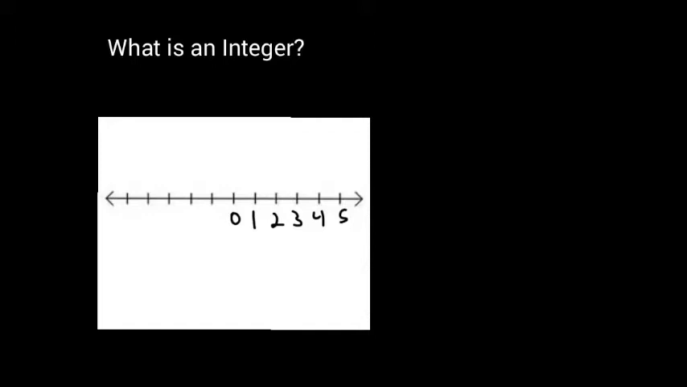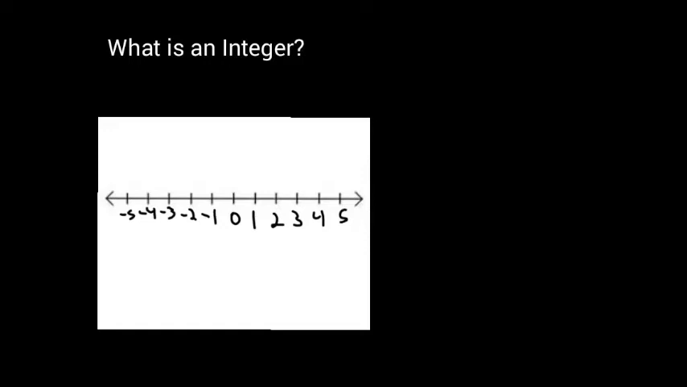The opposites of all our counting numbers are negative numbers. So you have -1, -2, -3, -4, -5, and so on. That is all that an integer is. It's your counting numbers, 1, 2, 3, 4, 5, 0, and all the opposites of your counting numbers: -1, -2, -3, -4, -5, and so on.